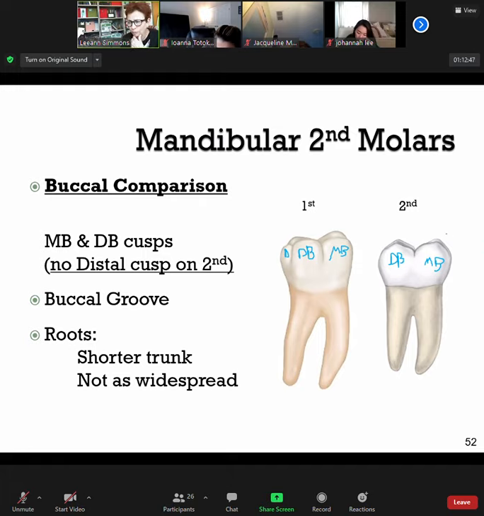It will have a buccal groove on the second as it does on the first. So you see a little one here, the little buccal groove circled. The root trunk can be even shorter, and the roots, again, not as widespread. It's the same situation as on the first maxillary molar compared to the second. So it's a smaller tooth than the first is.